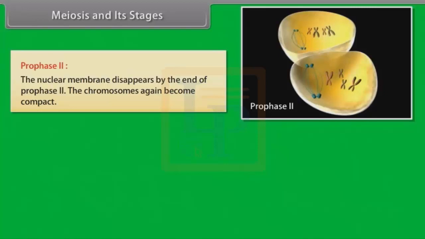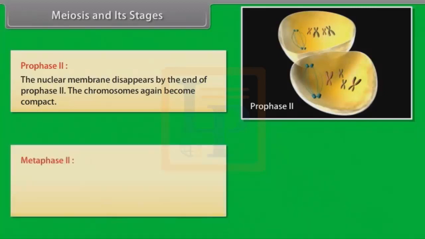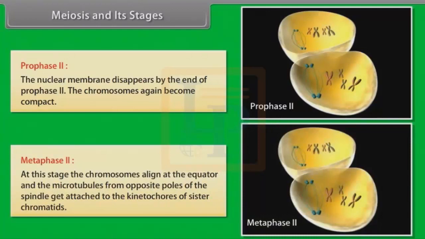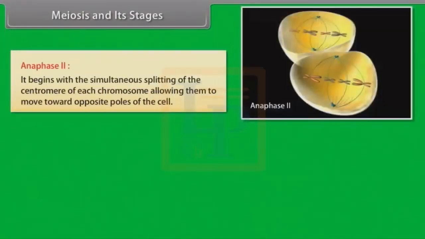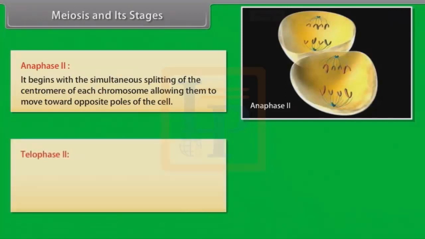After prophase II, metaphase II takes place. At this stage, the chromosomes align at the equator and the microtubules from opposite poles of the spindle get attached to the kinetochores of sister chromatids. Similar to mitosis, metaphase II is followed by anaphase II. Anaphase II begins with the simultaneous splitting of the centromere of each chromosome, allowing them to move toward opposite poles of the cell. The last stage of meiosis is telophase II.